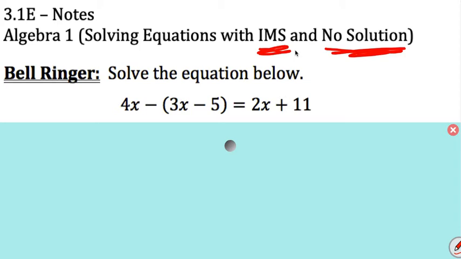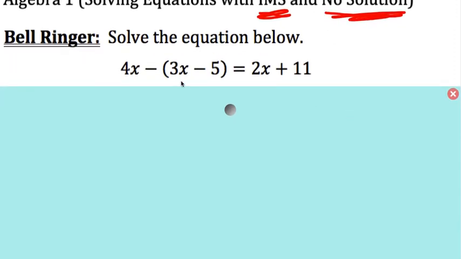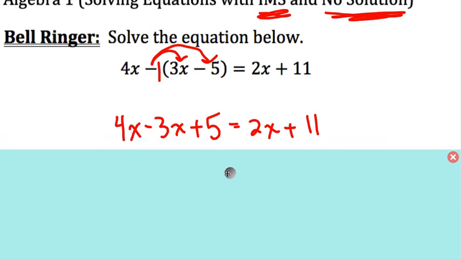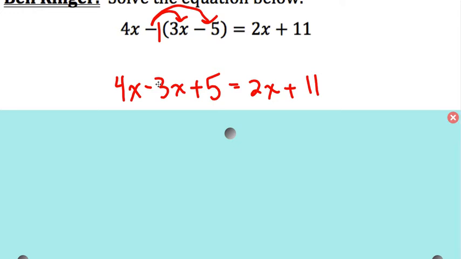So let's first of all go over this solving equation stuff that we've already done. First up, again, we want to look for any parentheses. That tells us that we have to use distributive property. This is like a -1. So when we multiply this through, that'll be a -3x and a +5. So first step, bring down the 4x. -1 times 3x is a -3x. And -1 times -5 is a +5. Bring down the 2x plus 11.